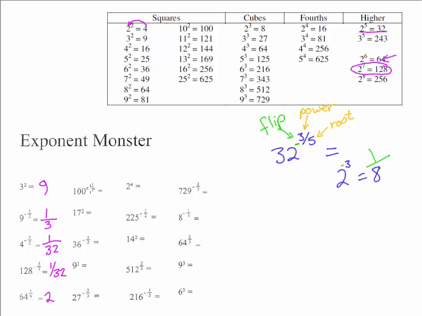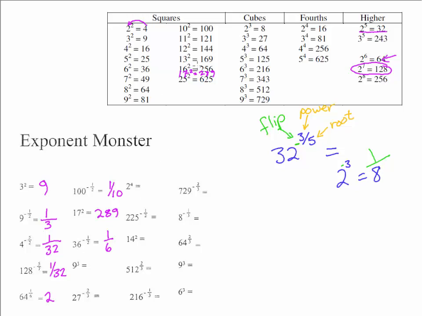This one, 100 to the 1/2 power. So we're looking for the square root of 100. That's 10. And negative puts it on the bottom. 17 squared, ooh, is right in here. We didn't write that one in. I'll have to do that. 17 squared is 289. There we go. So 289 there. 36 to the negative 1/2. So we're looking for the square root of 36, which is 6. The negative puts it on the bottom.